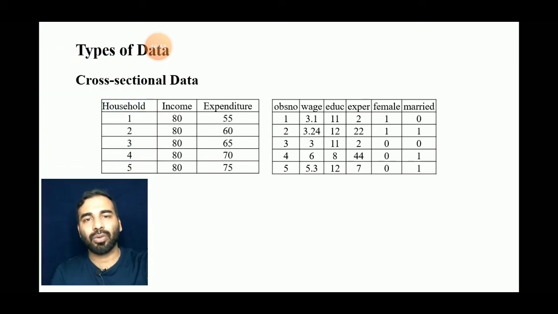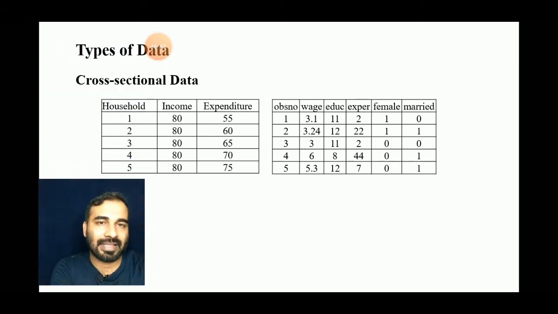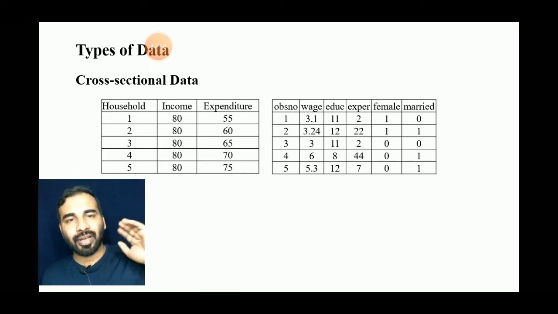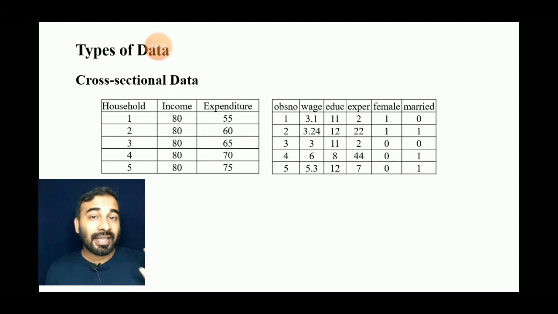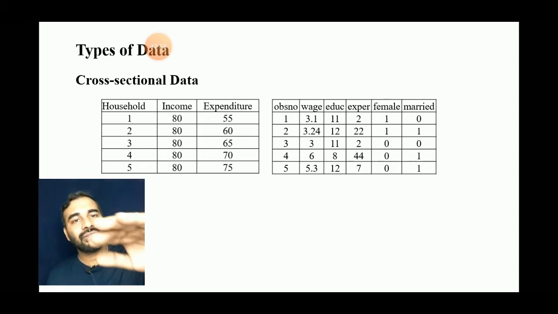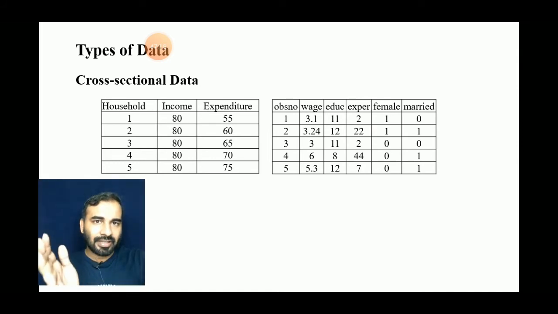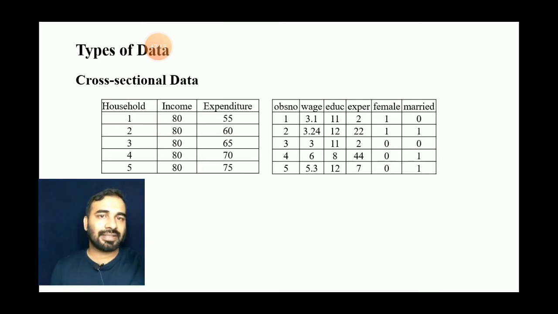So how would the data look? Look at the first example: 1 2 3 4 5, income, expenditure. Income is one variable, expenditure is another variable. Households 1 2 3 4 5: first household, second household, third and fifth household. If you put the last household first, the result won't change. Clear? Yes. So first, second, third, fourth, fifth, this is our cross section. The next two columns are the data.